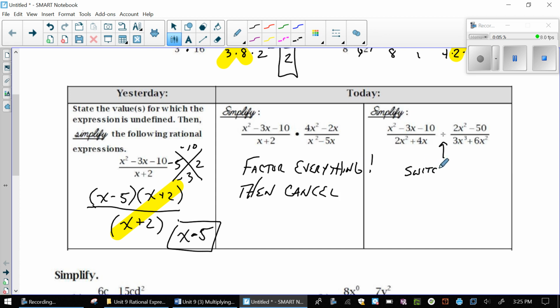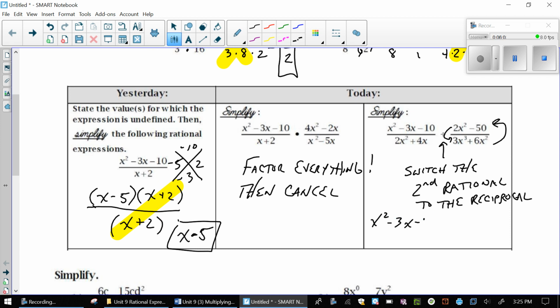switch the second rational to the reciprocal. And I recommend you guys doing that right away so you don't have to worry about moving anything, and you know you're always simplifying with the top and the bottom. So this one's going to flip to its reciprocal, it's going to change to multiplication, and I'm going to rewrite the whole thing before I start factoring and canceling.